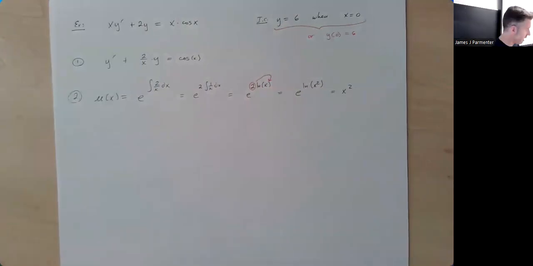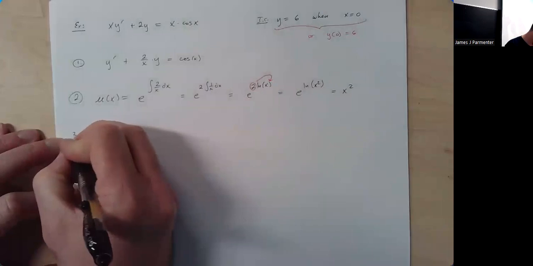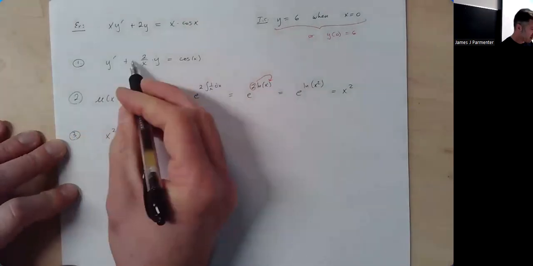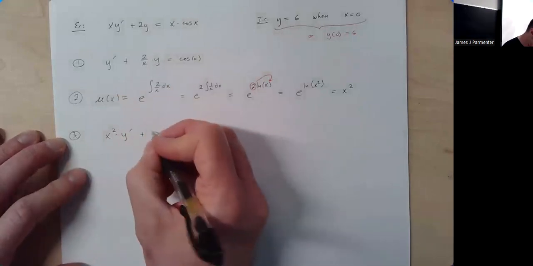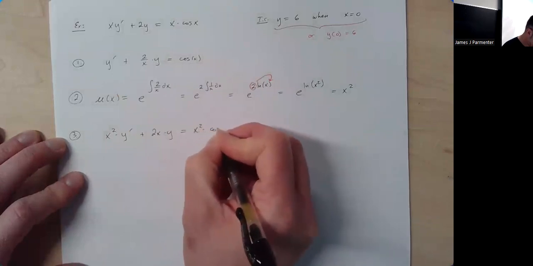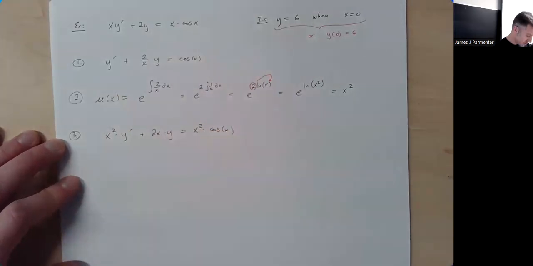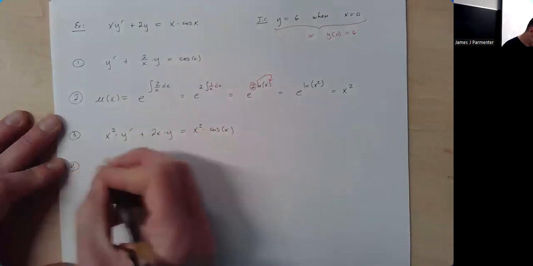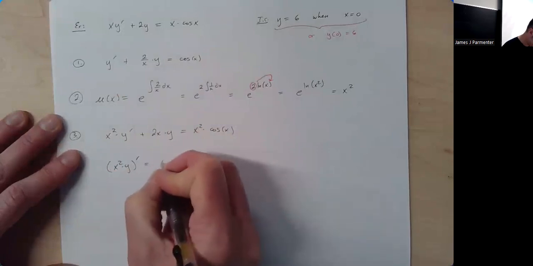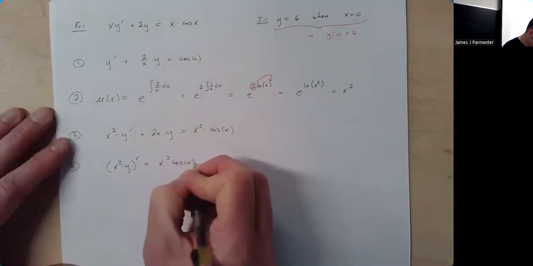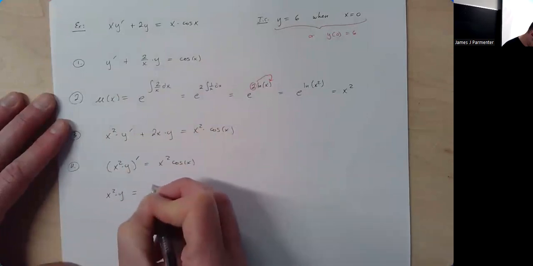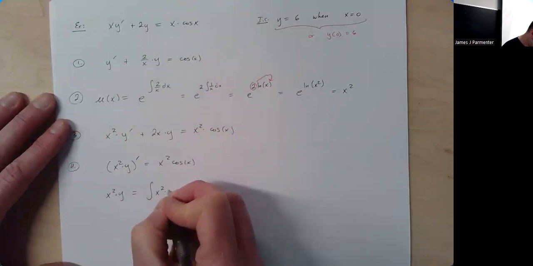So we're going to multiply everything by x squared. Let's see what that gives us. We're going to have x squared times y prime plus x squared times 2 over x, which gives us 2x, and then x squared times cosine of x. So we're going to rewrite this as the derivative of x squared times y equal to x squared times cosine of x. And then we're going to rewrite that as x squared times y equal to the antiderivative of x squared times cosine of x.